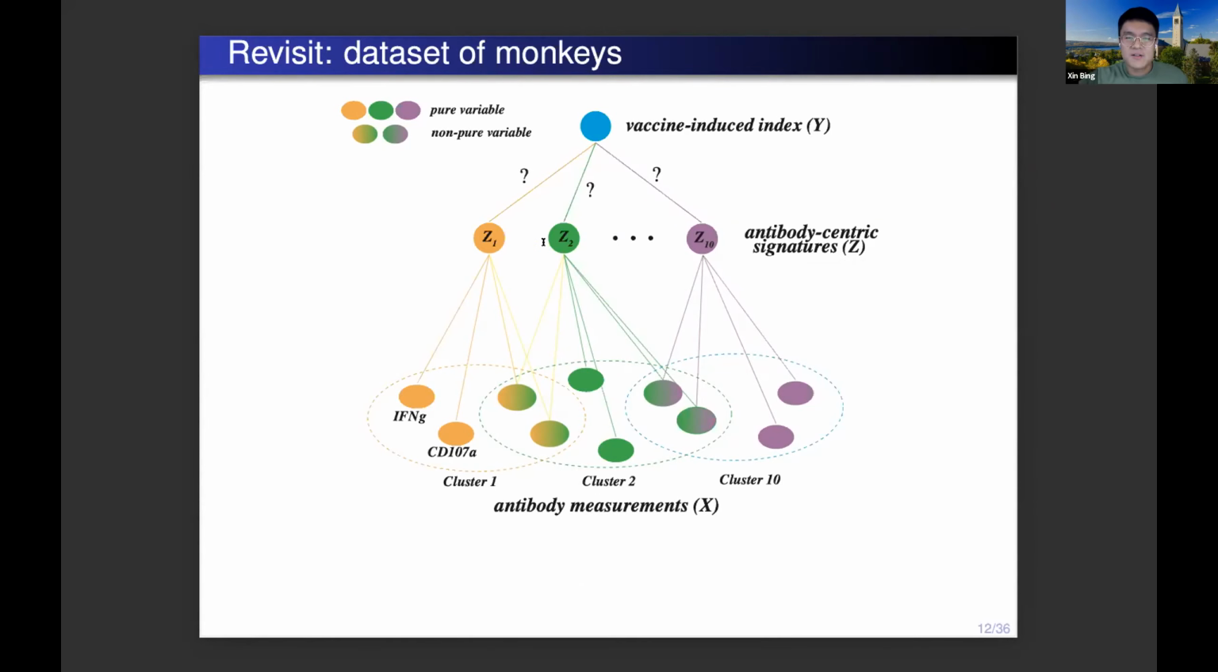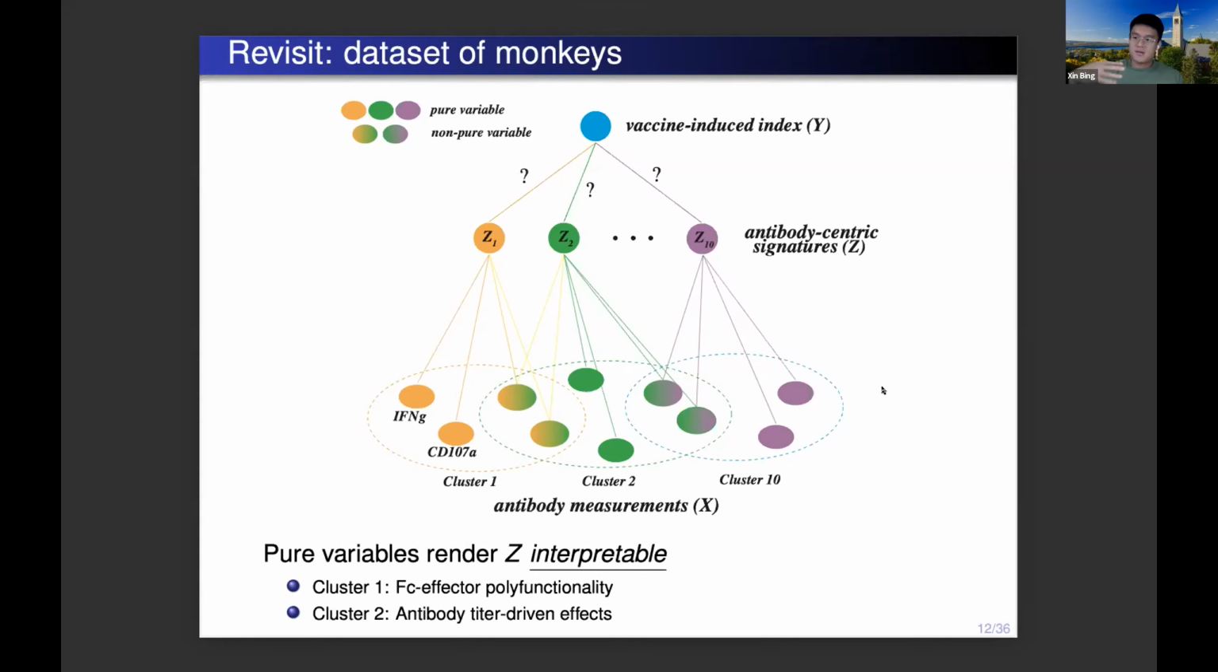And this is another advantage of the existence of pure variables, which are the canonical rows of A. The pure variables really render the latent factors interpretable, because the existence of pure variables says that for each latent factor, some of the features are only associated with this latent factor. So you can easily name these latent factors by those pure variables. For instance, in this data application, we can easily name cluster 1 as the Fc factor polyfunctionality and cluster 2 as the antibody titer driven effects.